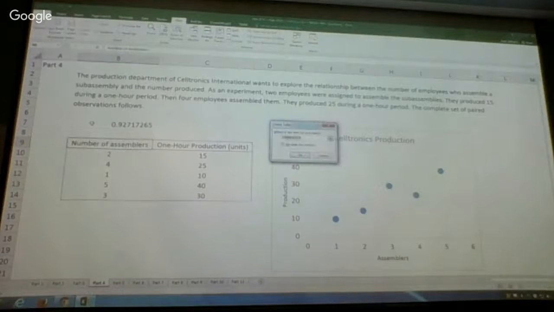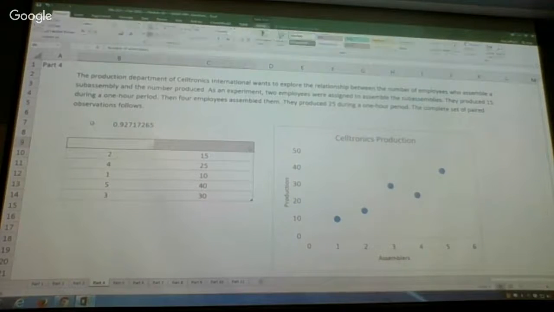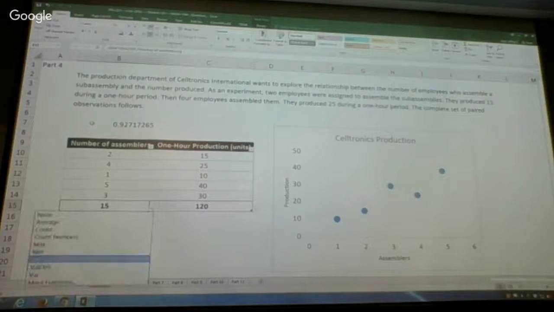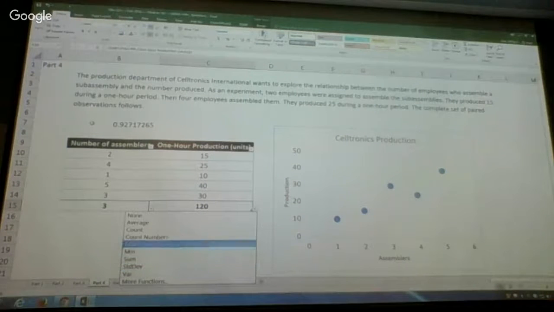Format your stuff to the table, and then change the font. Alt equals will get you an Autosum, so I can get the X bar and Y bar, the average number of assemblers, the average number of units.